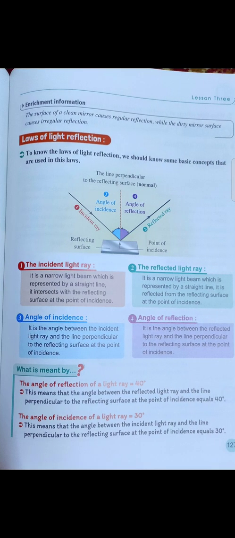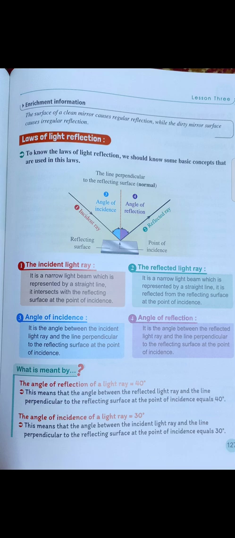Let's move to another new point. We will study the laws of the light reflection. Okay, as you see in this picture, we have a reflecting surface, which we can consider as a mirror. Okay, and we will draw a line, and this line will be perpendicular to the reflecting surface and we will call it normal.